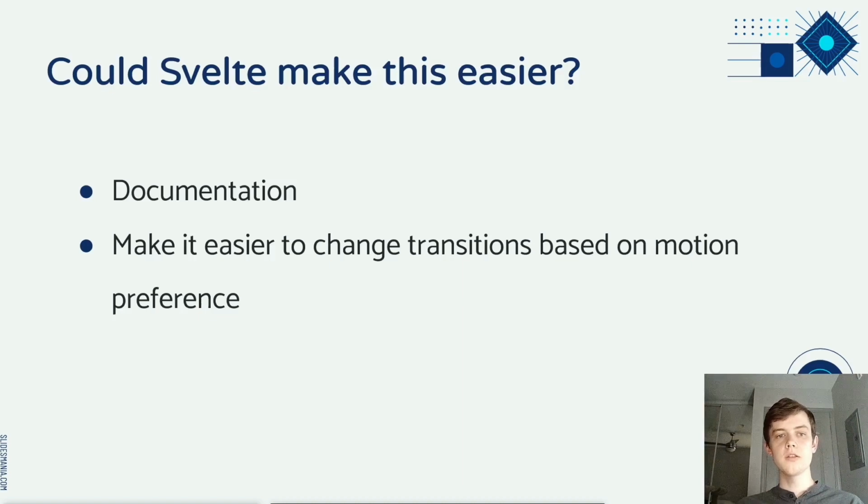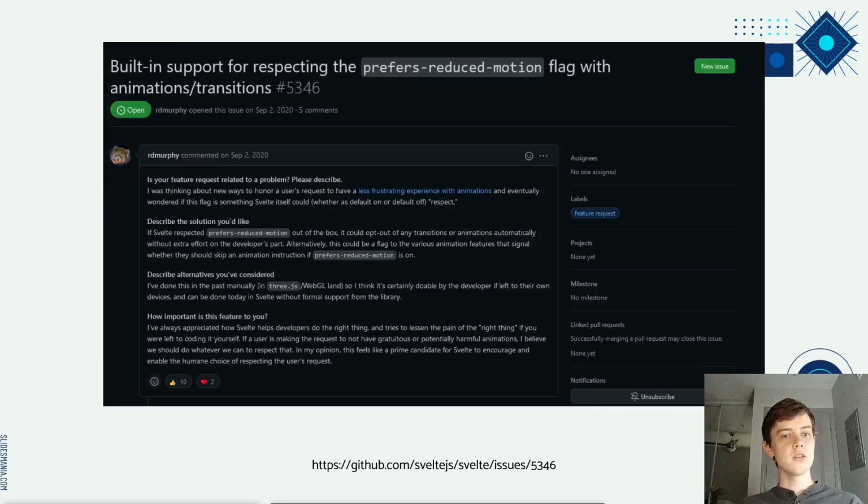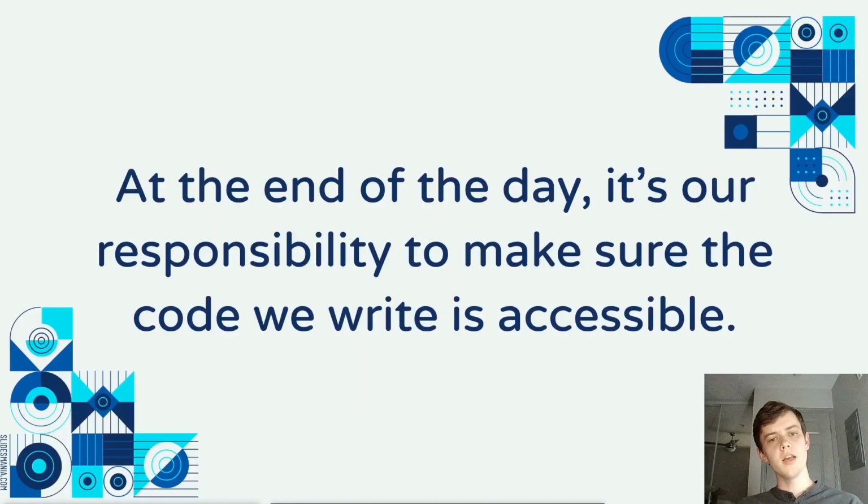At its core, this is a design question, and there isn't going to be an answer that's the same for every app. But maybe there's a way to make it easier to adjust animation based on motion preference by adding similar code to what I showed you. There is an open GitHub issue around this already. If you have thoughts or suggestions as to how to make this sort of thing easier, go comment over there. But at the end of the day, it's our responsibility to make sure the code we write is accessible. Anything Svelte does won't change that.